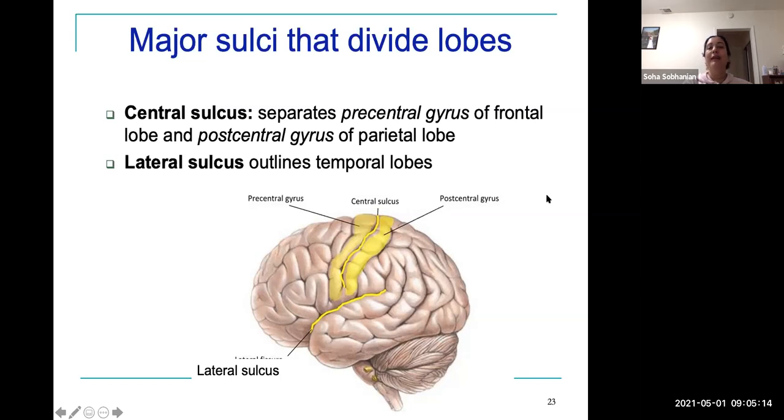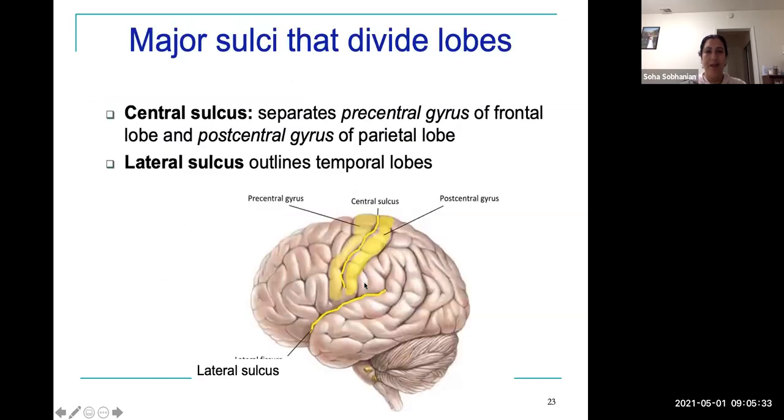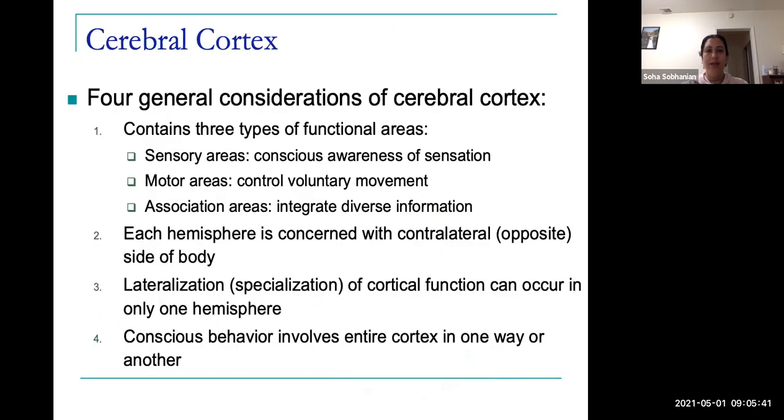We have looked at the main fissures, which is the one that divides your hemispheres to right and left, called the longitudinal fissure, and the one that separates the cerebrum from cerebellum, called transverse cerebral fissure. But again, we haven't really talked about what are the functions of each of these lobes or each part of your brain. So we're going to dive into that right now.